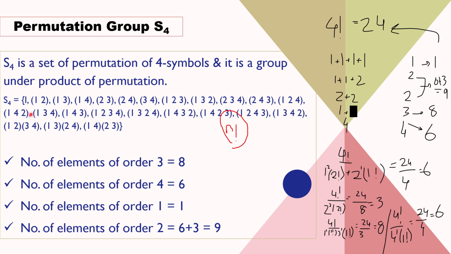Obviously, we know that the number of elements of order 1 is always going to be 1, because identity is the only element of order 1. So that's true for all cases. So no need to perform the formula here. We move on to the next step.